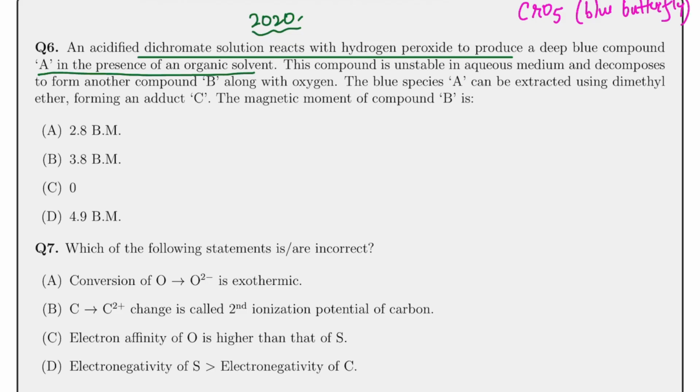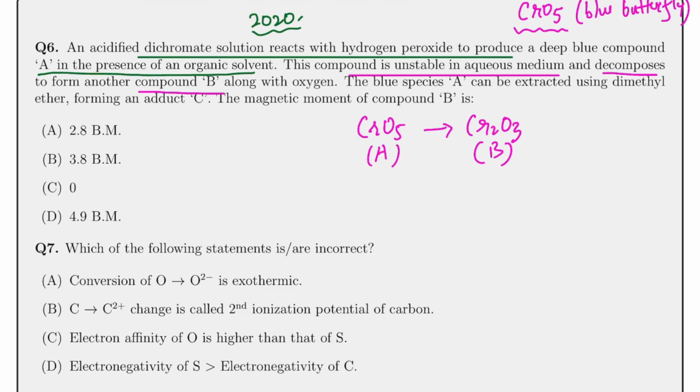You have been taught that CrO5 is unstable in water. Since CrO5 is unstable in water, it will decompose, and that's what is written over here also: this compound is unstable in aqueous medium and decomposes to form another compound B. So if CrO5 is unstable, it will furnish Cr2O3. This is your compound B, and this is your compound A.